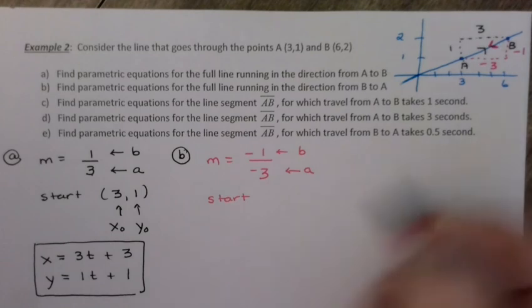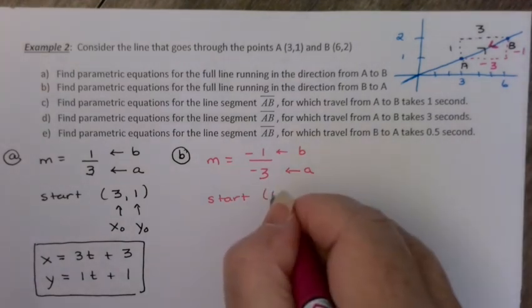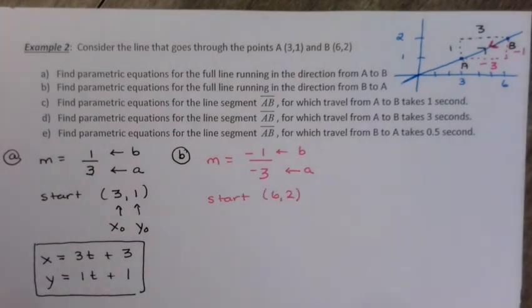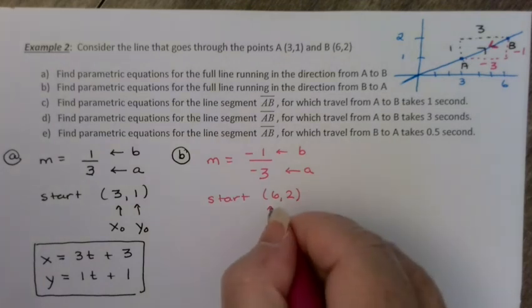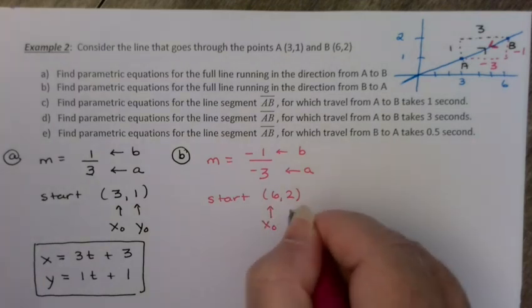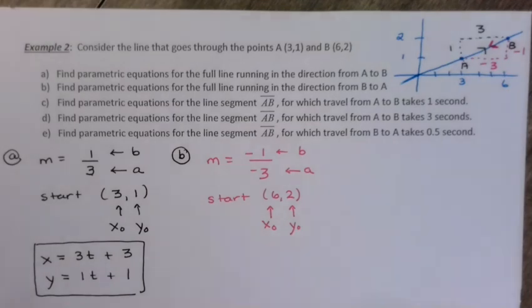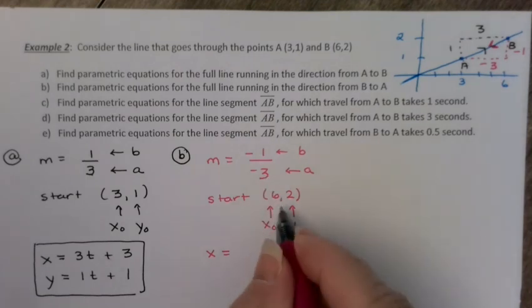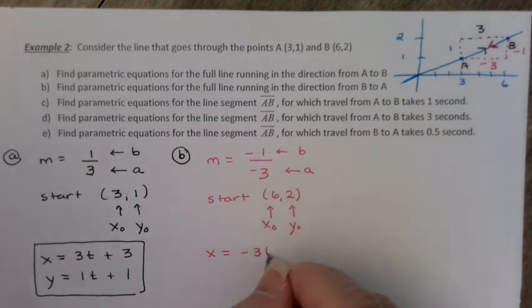My starting point this time would be B, 6, 2. So there's my x naught and my y naught. And putting the pieces together then, x would be -3t plus 6, and y would be -1t plus 2.